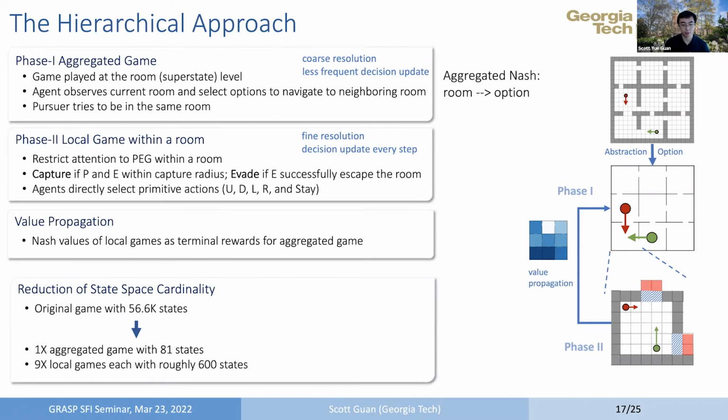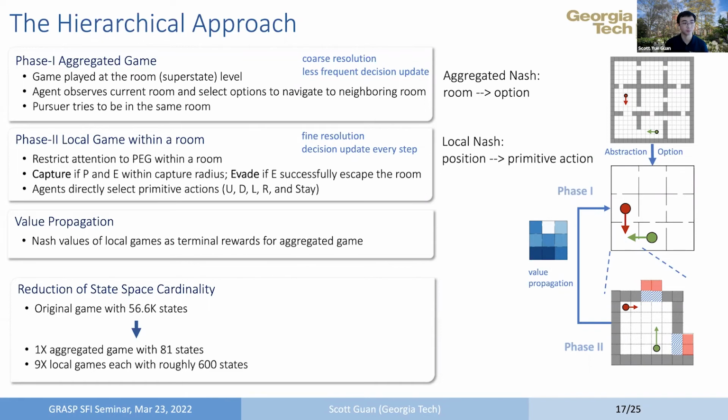So the end product here is the aggregated Nash policy, which is operating at the room level. In other words, this aggregated Nash tells the agent which option to select given the current room and its opponent's room. From the local game, we will get a local Nash equilibrium within each room. This Nash policy tells the agent which primitive action to select given the exact position of the two agents within the room.